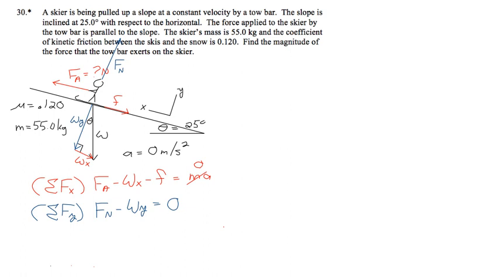The weight. So the weight is mg. So we're going to have mg. The mass is 55 kilograms. G is 9.8 meters per second squared. And what does that work out to be? 55 times 9.8. 539 newtons. So there's our weight.